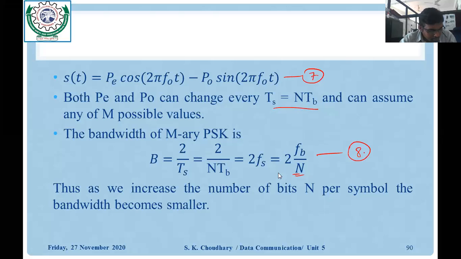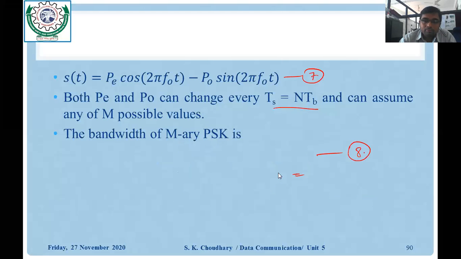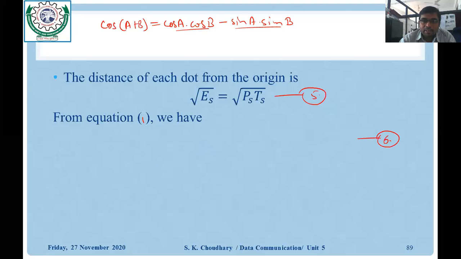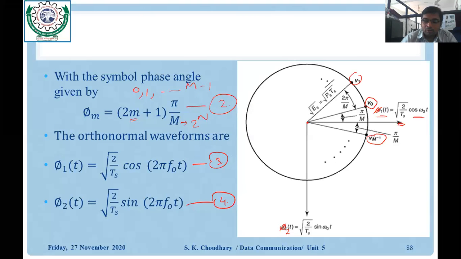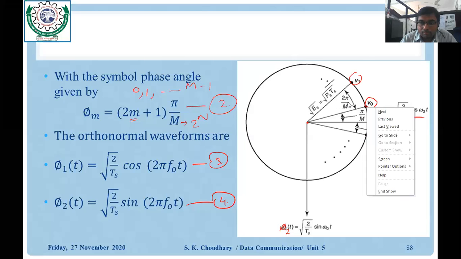Now, further, we have to find out the bandwidth. Now we have to find out the Euclidean distance from the signal space diagram of the M-ary PSK that you have taken. If you refer to this diagram, the picture would be more clear. So what is the Euclidean distance in this particular signal space diagram? This is nothing but the distance between the two signal points.